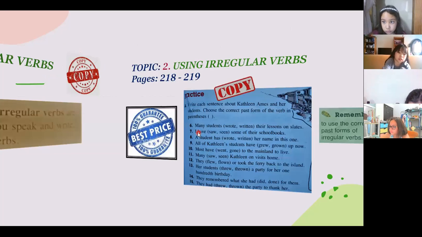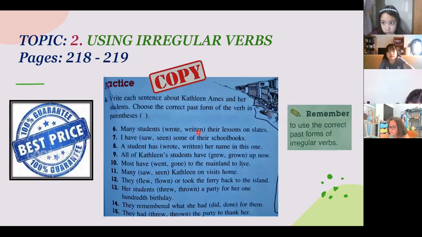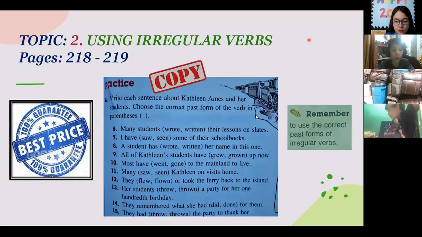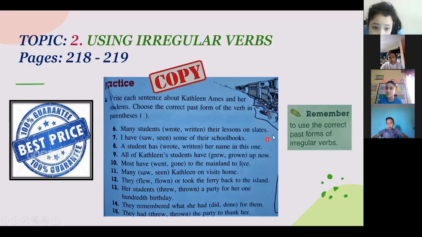Okay, now let's copy practice A. We have some sentences here. What is the verb that we're going to use to complete the sentence? For example, sentence number 1, Santiago Chavez, read sentence number 1. Many students wrote over their lessons on slate. Okay, thank you.